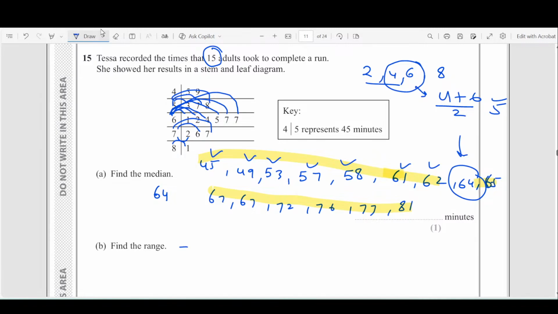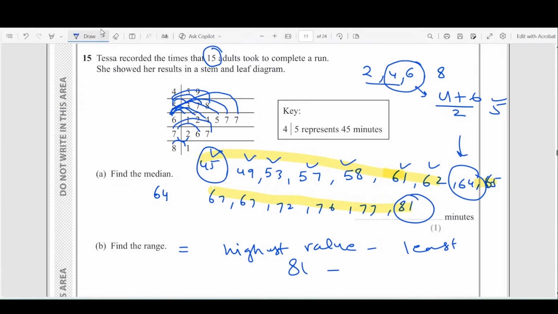Now to find the range, range is the highest value minus the least value. So here the highest value is 81 and the least value is 45. Just subtract them, and if you subtract, you get 36. That's your range. Clear?